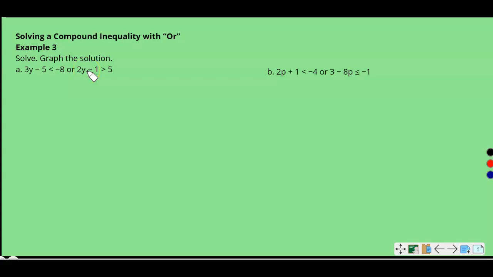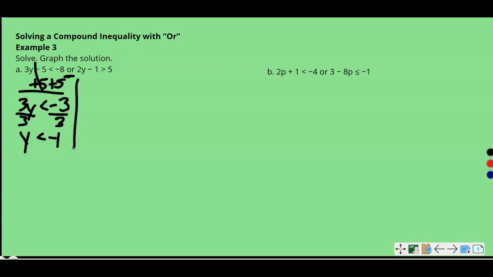All right, so A part says 3y minus 5 less than negative 8, or 2y minus 1 greater than 5. So I'm going to add 5 to both sides. So I'm going to bring down my 3y. I'm going to bring down my less than sign. Negative 8 plus 5 is negative 3. I'm going to divide by a positive 3. If I divide by a positive number, my symbol does not change, so y less than negative 1.